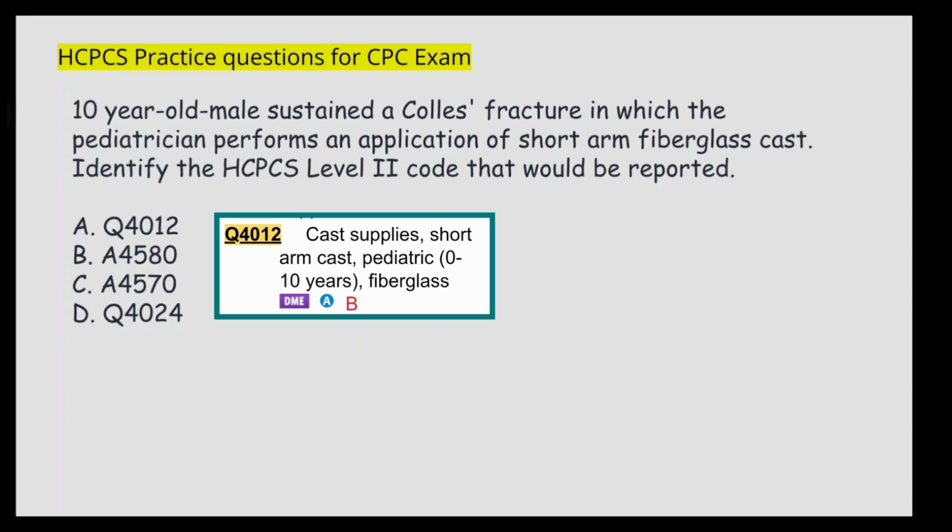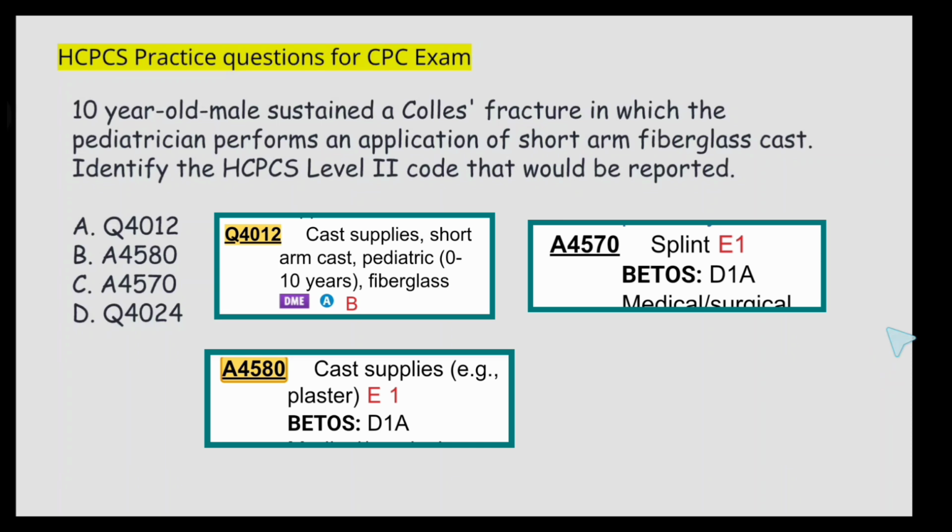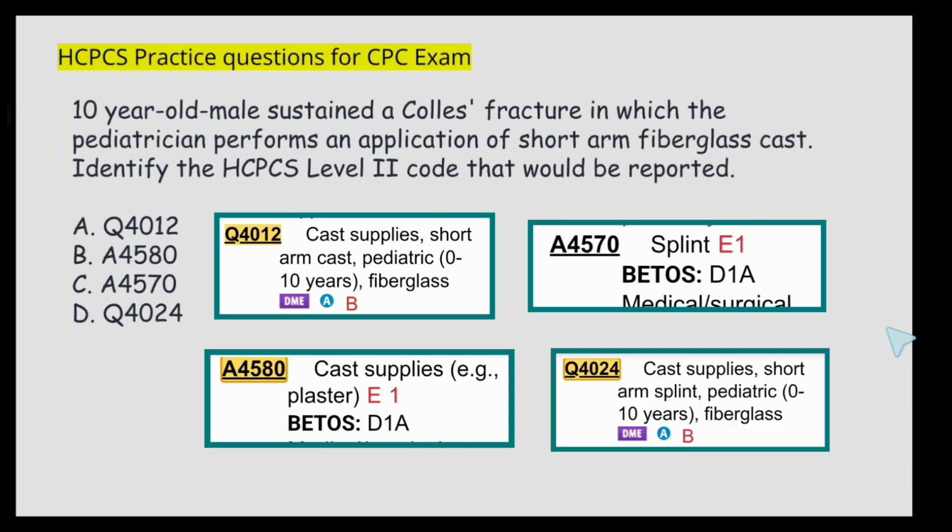And in option B, A4580 is for cast supplies, example, plaster. And in option C, A4570 is for splint. And in option D, Q4024 is for cast supplies, short arm splint, pediatric, fiberglass, 0 to 10 years. So which among these four codes is the right one? The right code is Q4012, that is for cast supplies, short arm cast, pediatric, 0 to 10 years, fiberglass. Because in the scenario, the patient is a 10-year-old male and it is a short arm fiberglass cast. So we are using the code Q4012.